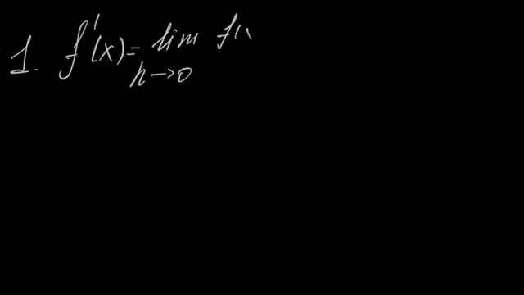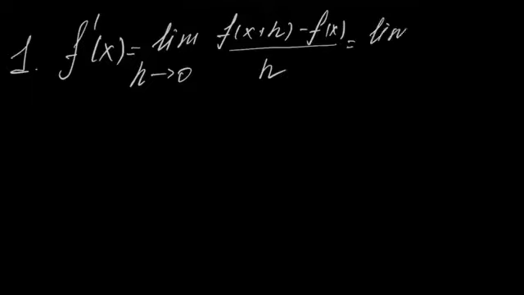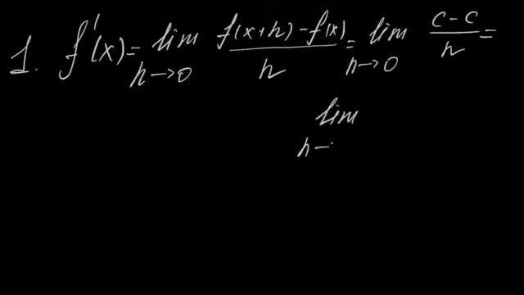The first, derivative of a constant function. For a constant function f of x equals c, where c is a constant, the derivative f prime of x is found by taking the limit as h approaches 0 of the difference quotient f of x plus h minus f of x over h. Since f of x is constant, f of x plus h and f of x are both equal to c, and their difference is 0. Thus, the quotient is 0 over h, which is 0 for all h not equal to 0. The limit of this expression as h approaches 0 is also 0. Therefore, f prime of x equals 0.